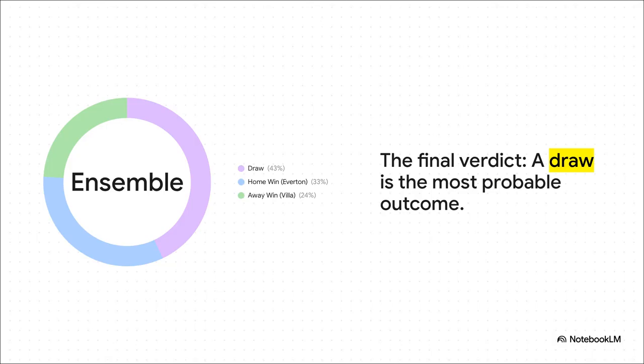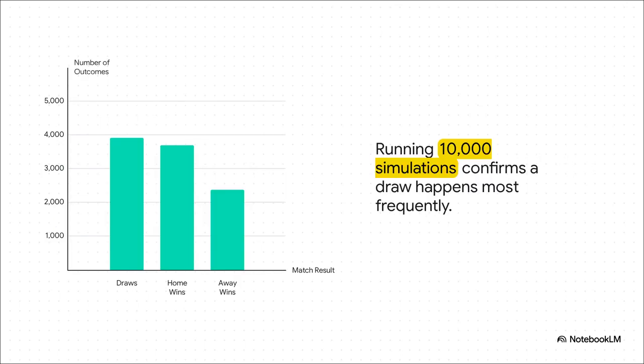And here it is, the final word. After weighing all the evidence, the ensemble model's verdict is in. A draw is the single most probable outcome, with a 43% chance. An Everton home win is the next most likely thing to happen, while an Aston Villa victory is seen as the definite underdog. And this chart right here really shows you why the model is so confident.